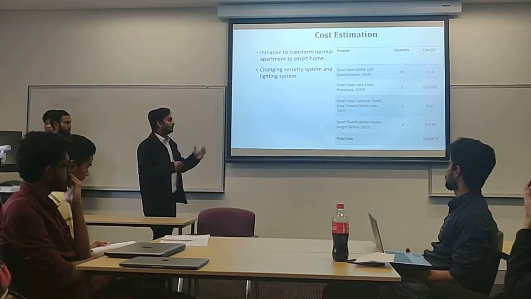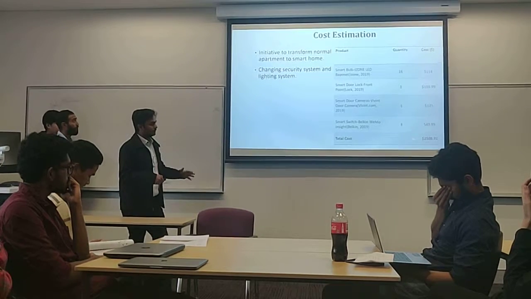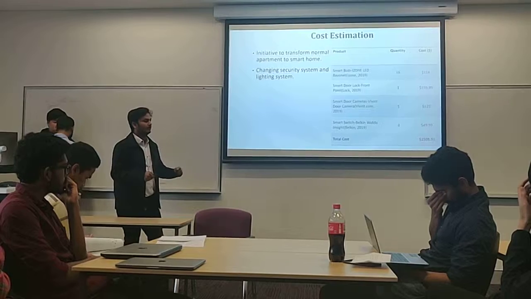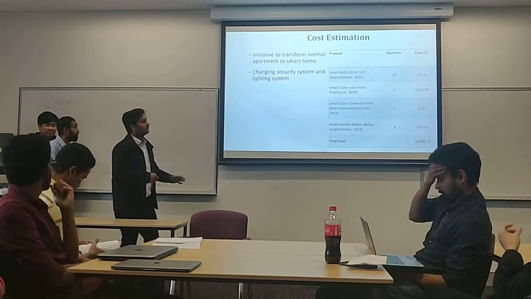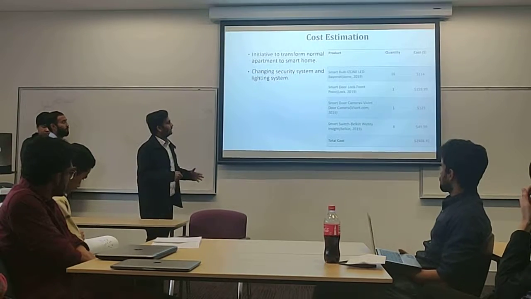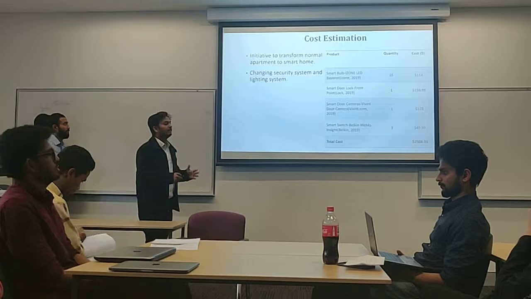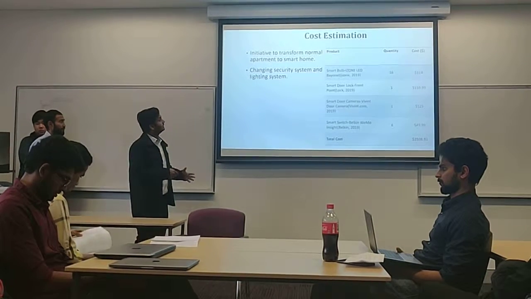So now for transforming a normal apartment to a smart home, the overall cost is around $2,500, and all these products are based on the device that we are using, which is Raspberry Pi, and the medium of the transformation is Wi-Fi.